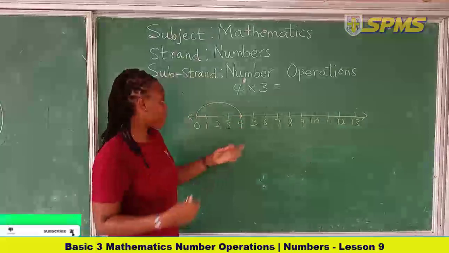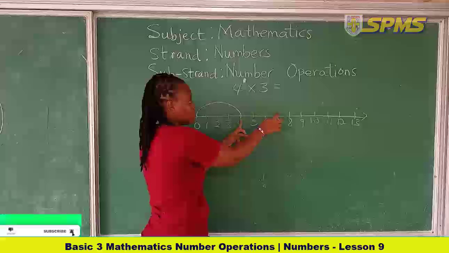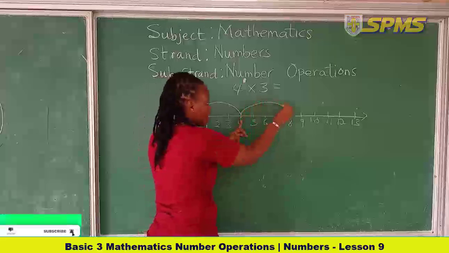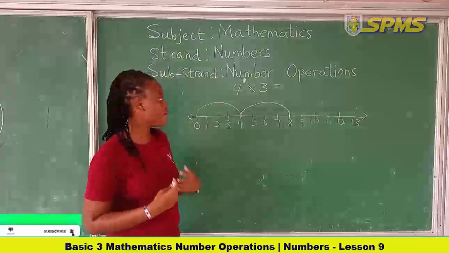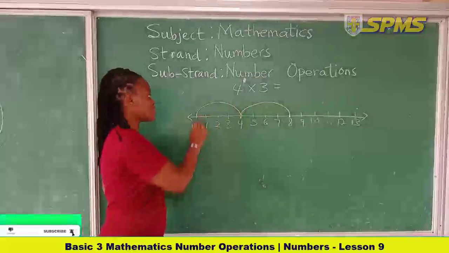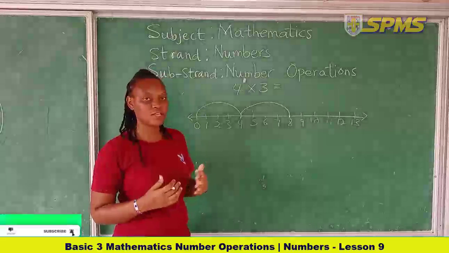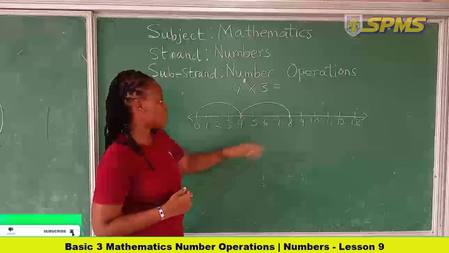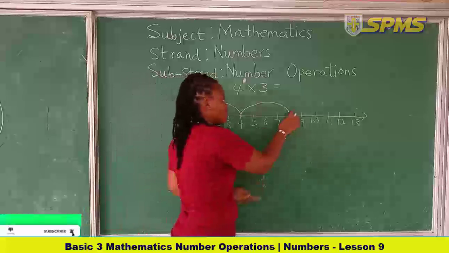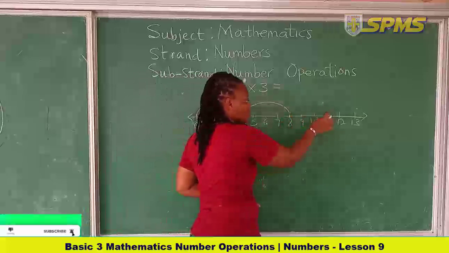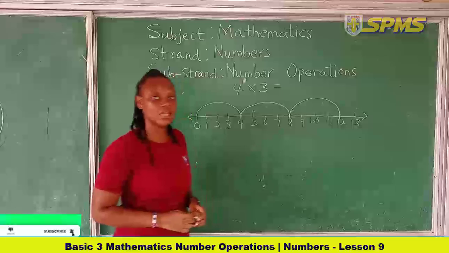We'll count another 4 starting from the 4. So 1, 2, 3, 4. Another 4. Good. We are counting another 4. We need to get what? 3 of these umbrellas to get to our final answer. So we are standing at 8 and counting 4. So we have 1, 2, 3, 4. So we get to our 12th number.